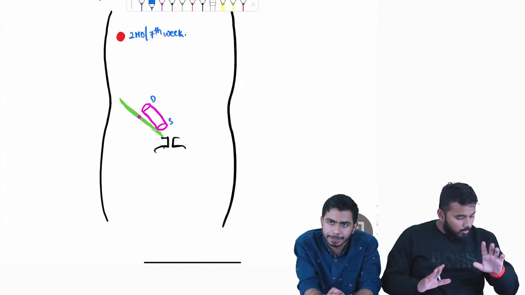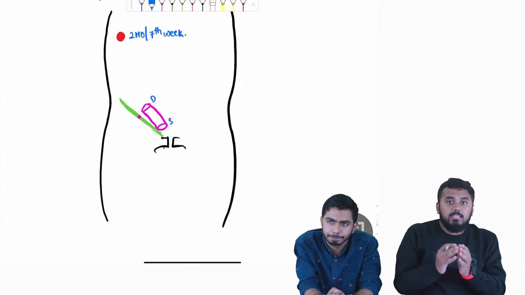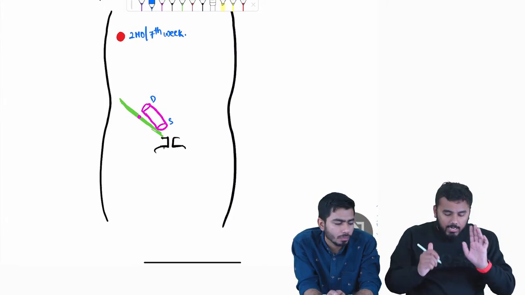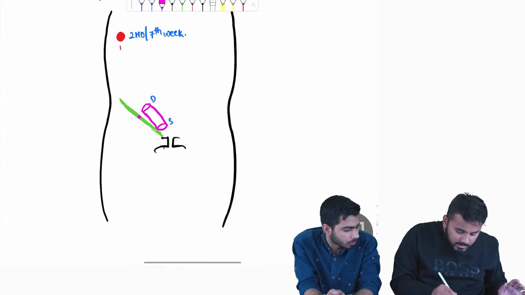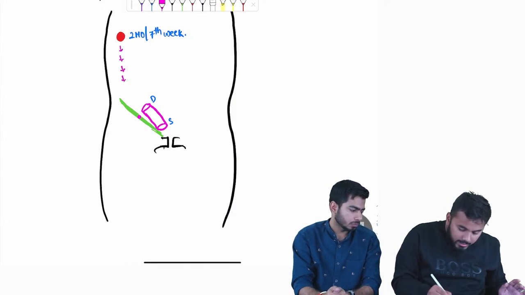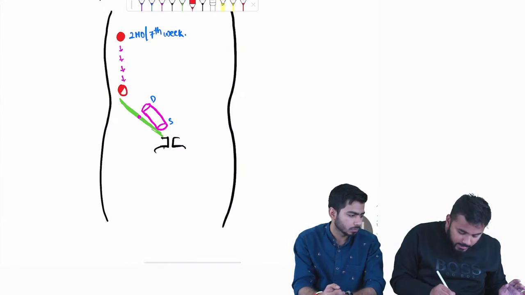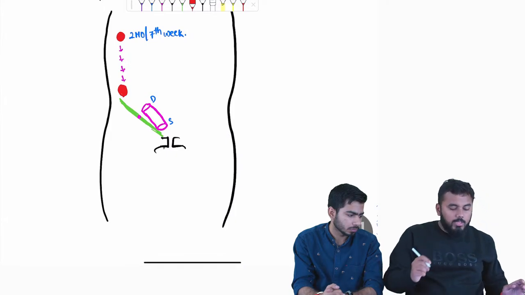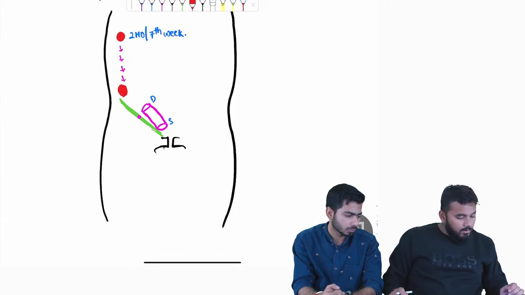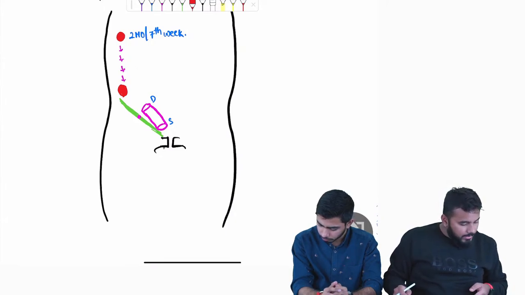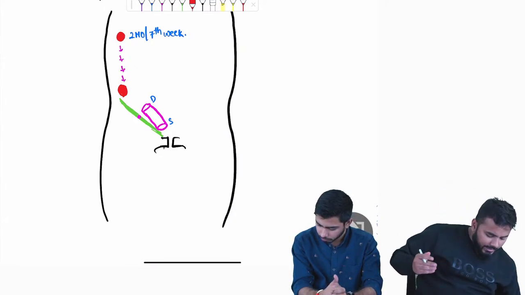Now, when is this testis, which is in the abdomen, descending down to the inguinal region? Can anyone tell at what age period this testis descends down to the inguinal region? During which week of development? Any idea, guys? Any idea?